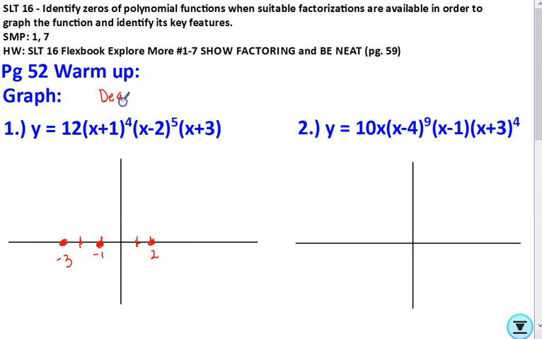The degree, 4 plus 5 is 9, plus 1 more is 10, so the degree is even. And my leading coefficient is positive, so I know that end behaviors will both go up. So a multiplicity of 4 is an even multiplicity, so that is a tangent 0. A multiplicity of 5 is odd, so that is a change in concavity or an inflection point. And then the 1, that's straight through.